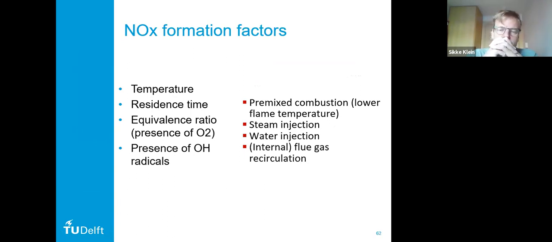And how could we prevent NOx? And I think this is something very important. That's one of the main triggers for the recent switch, about the last two decades, to premix combustion, because in premix combustion, you can control the flame temperature, and therefore you can control the NOx. So by having this premix combustion, you can do that.